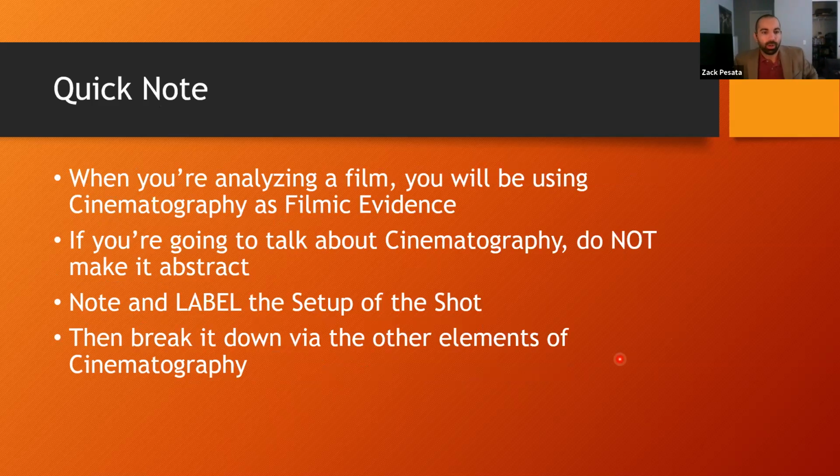All right, a quick note: when you're analyzing film, you'll be using cinematography as filmic evidence. If you're going to talk about cinematography, do not make it abstract, and let me know what shot you're breaking down first before you talk about the other elements of cinematography. So make sure to note and label the setup of the shot, then break it down via the other elements of cinematography.